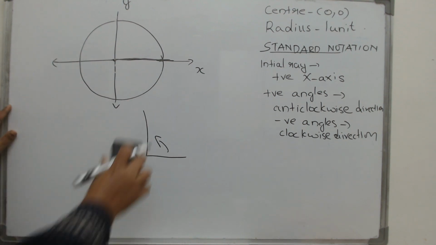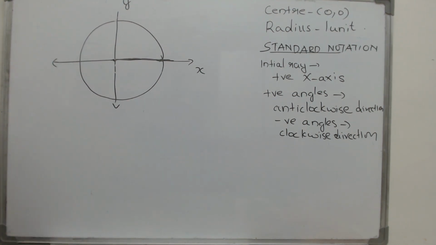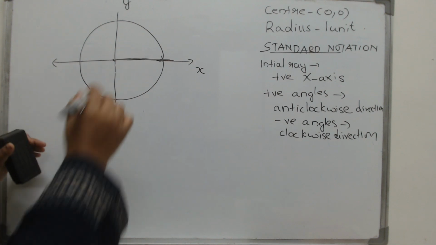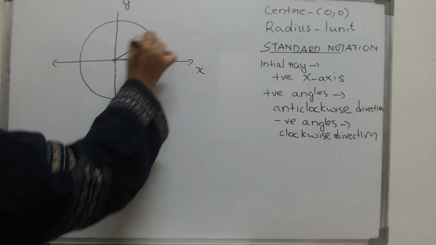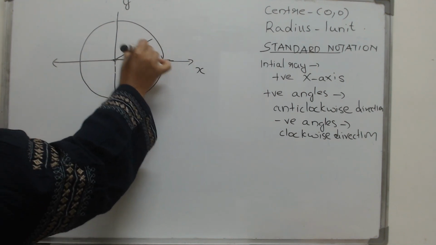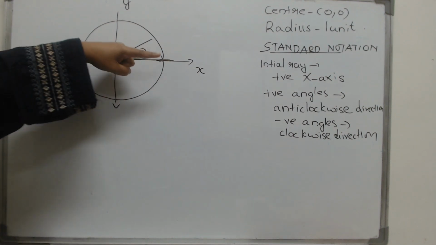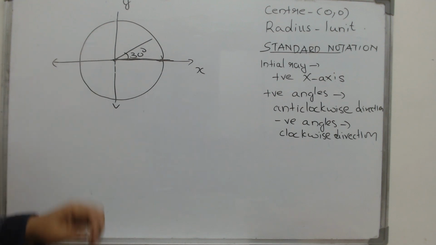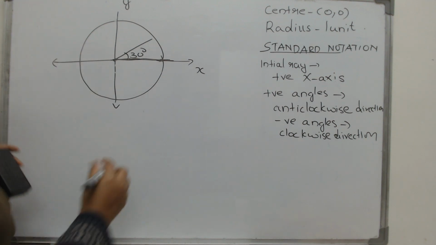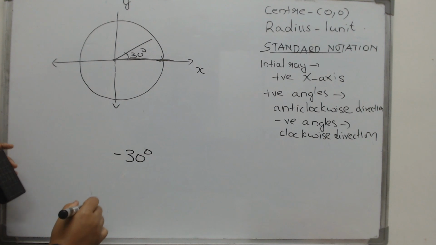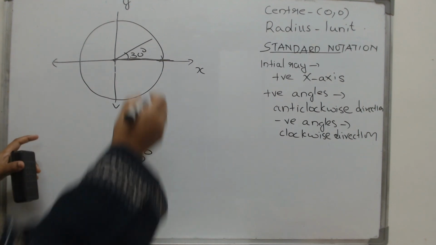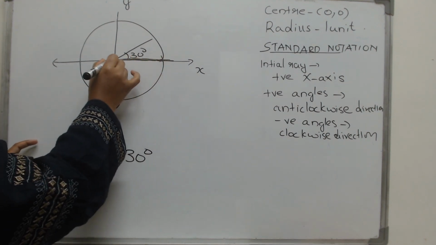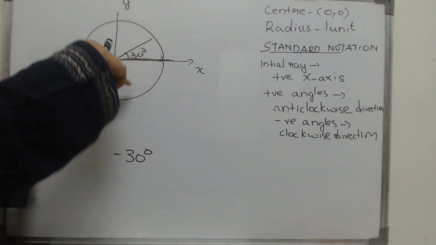So what I mean is that if I have to draw 30 degrees, plus 30 degrees, I will draw like this. The journey begins from the positive x-axis, goes like this. If I want to draw a negative 30 degrees, minus 30, my journey still has to begin from the positive x-axis, but it will come like this.